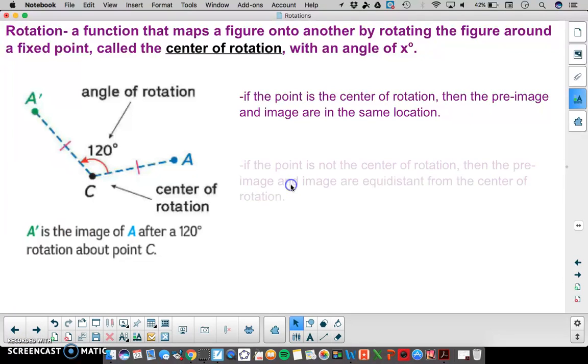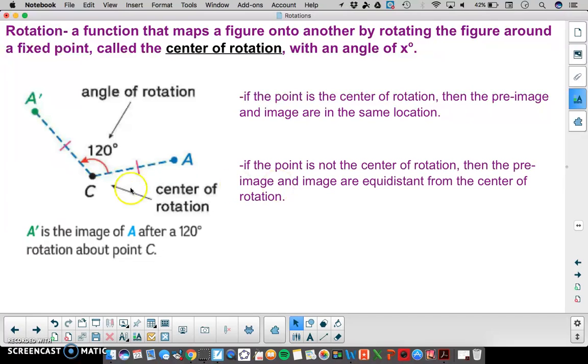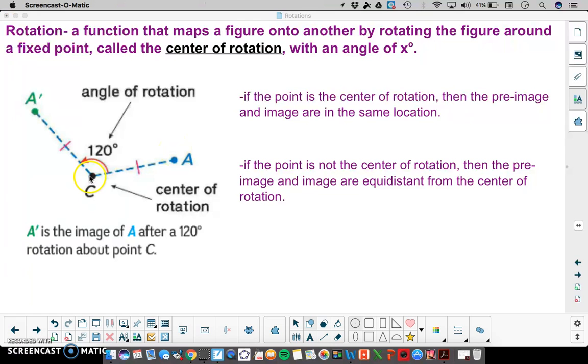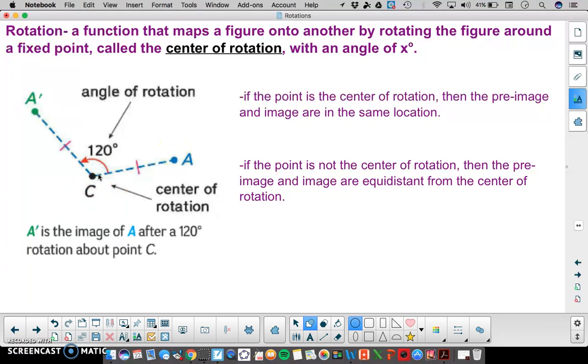The second is if the point isn't the center of the rotation, so if we're talking about another point other than C, then the pre-image and image are the same distance from that center. In other words, each of these distances would be radii of the circle created if we were to draw that through center C and each of those points A and A prime. So we have that circle that would go through both of those points.